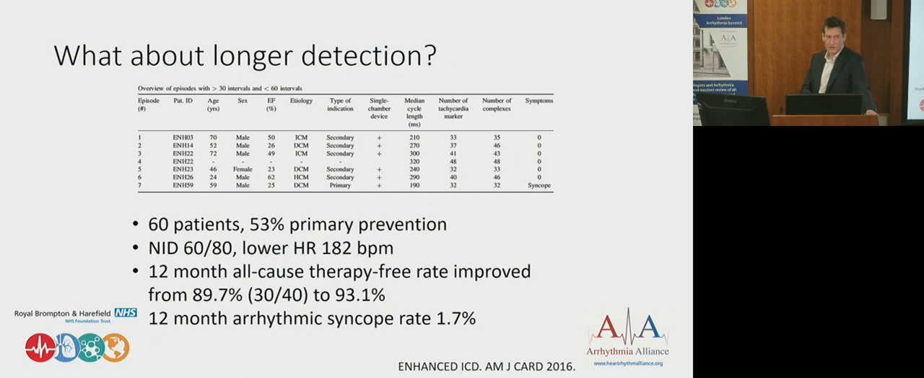What about longer detection? So there's one study, Enhanced ICD, that looks at the use of 60 out of 80, so essentially doubling the detection time. This was non-randomised, they enrolled 60 patients, half of which were prophylactic devices. There were 7 VT episodes that went on longer than 30 out of 40 but terminated before 60 out of 80. Only one of these caused syncope. Their 12-month all-cause therapy-free rates improved by 3% to 93%. So it shaved off a few more non-life-threatening arrhythmias, and the 12-month syncope rate was 1.7%, which is pretty low, and only one of these VT episodes resulted in syncope.